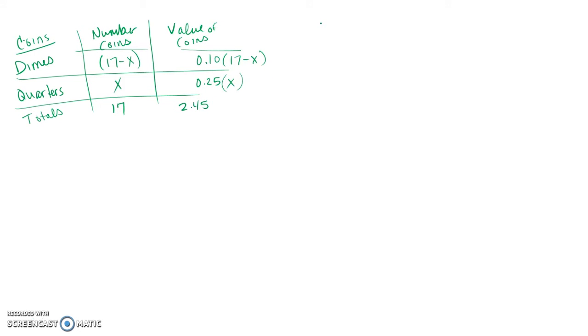So we end up with 0.25x, or they used q, I believe, in the book, but that's okay, plus 0.10 times 17 minus x. I'm just writing the equation in the same order that they wrote it in the book. And then we say equals $2.45 total. Now we're ready to solve.